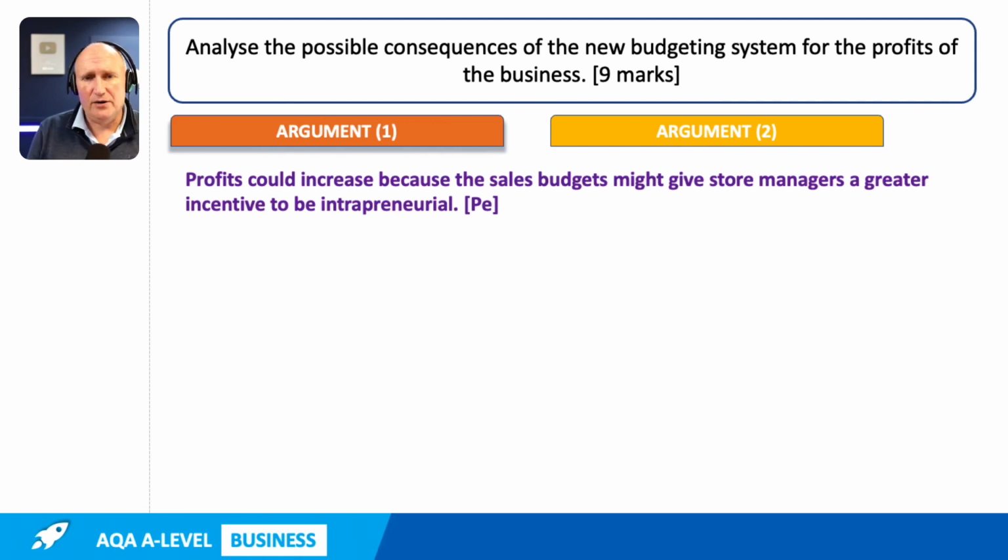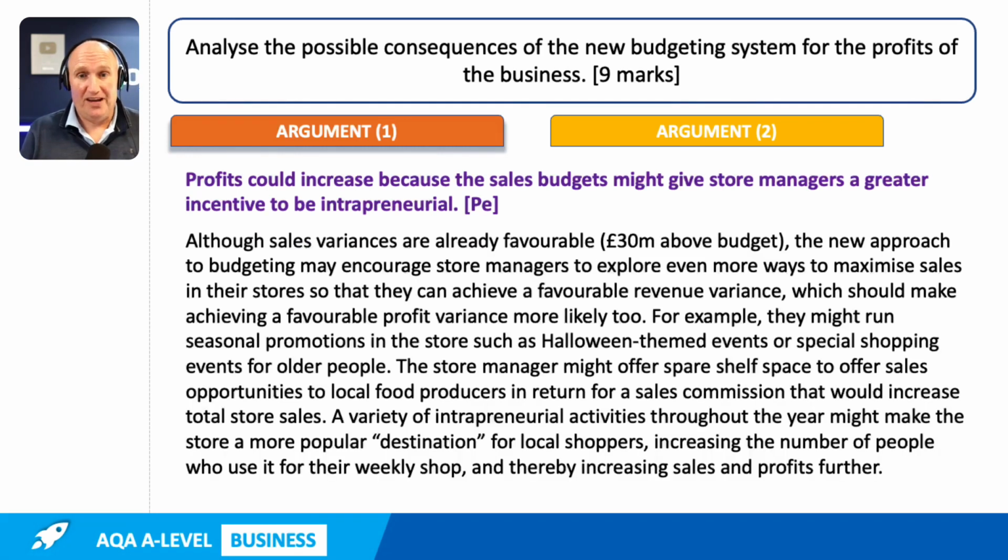I'm going to argue here with the point explained, profits could increase because the sales budgets might give store managers a greater incentive to be intrapreneurial, which is part of the specification, of course. Now, what does that mean? Well, it basically means trying to make money, trying to generate sales, because you've got an incentive to do so. So drawing from the table again, although sales variances are already favourable, 30 million above budget, the new approach to budgeting may encourage store managers to explore even more ways to maximise sales in their stores so they can achieve a favourable revenue variance, which should make achieving a favourable profit variance more likely too.